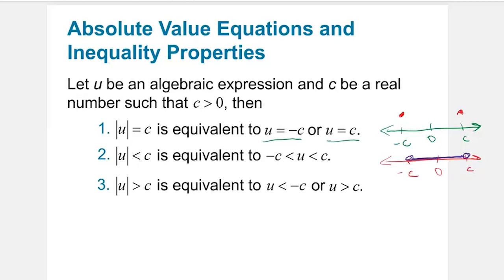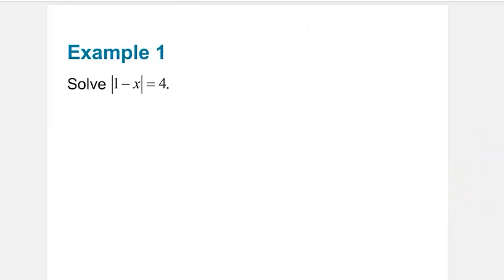And again, for the last one, it's going to lie outside of those two values because it's greater than. So it would be from here out and from here down. Okay, so those are the three different ways that we're going to see absolute value inequalities.